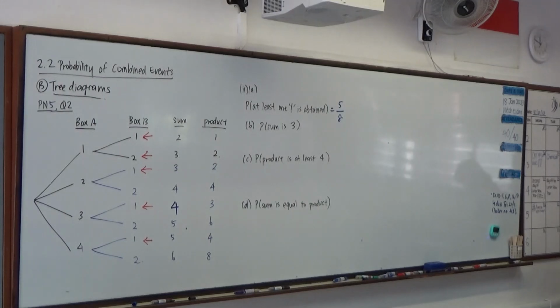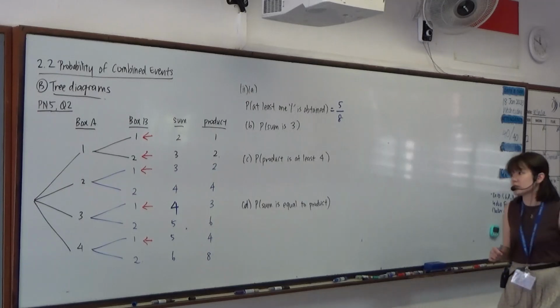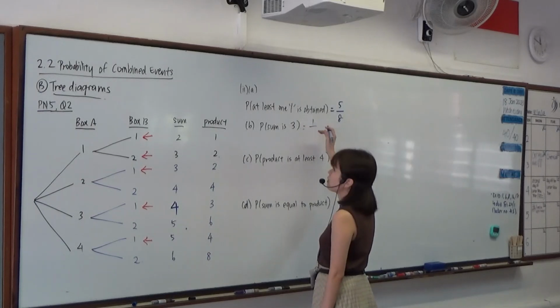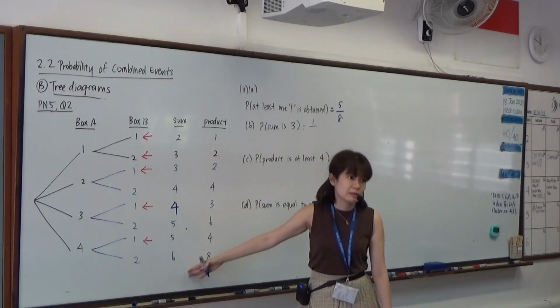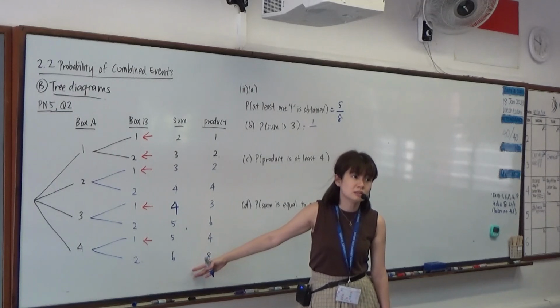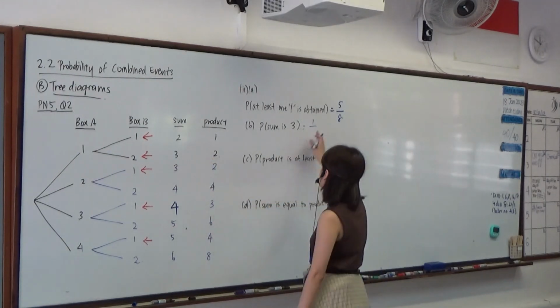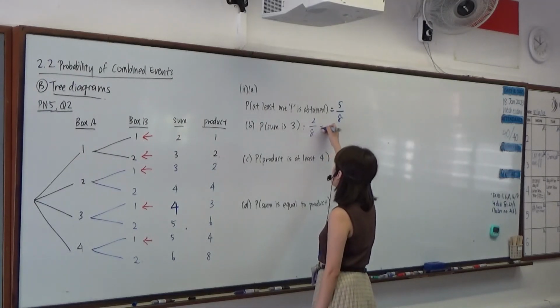Alright? Part B, what will your answer be, Vanessa? Where is Vanessa? Yes. Answer for part B. 1/4. Okay, so let's see. We have only one tree over here. So therefore, out of 8 possible outcomes, why is it that it's 1/4? 2/8. So therefore we get 1/4.